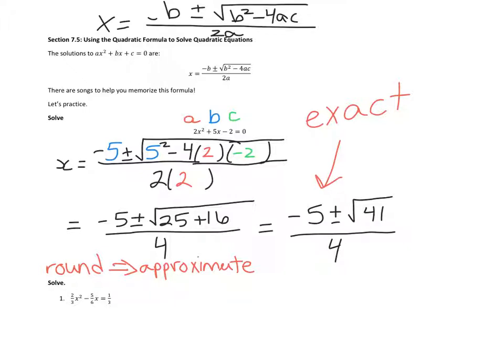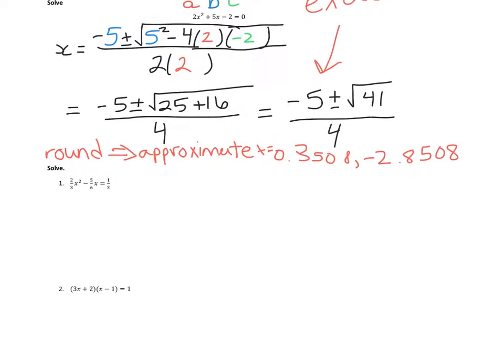All scientific calculators are different. Remember to obey order of operations, but you would get that x is approximately 0.3508 and negative 2.8508. Okay, so again, you do it twice on your calculator. One time you add root 41, the other time you subtract the square root of 41. Okay. All right, so let's do some more examples on our own.